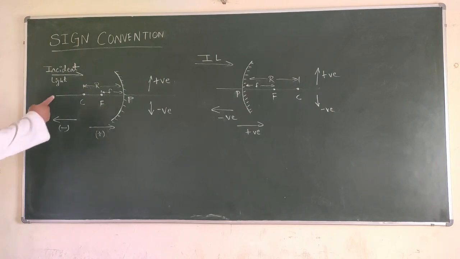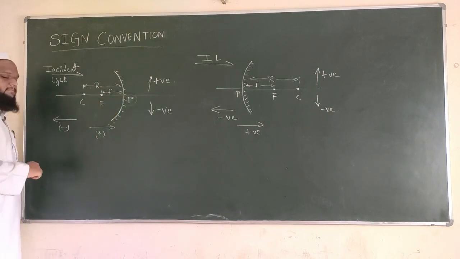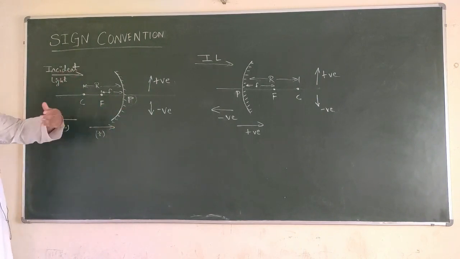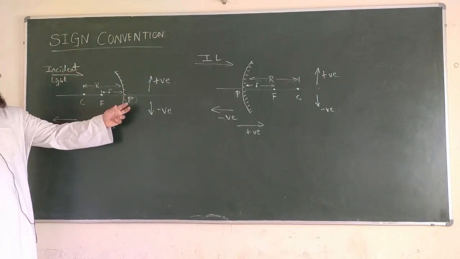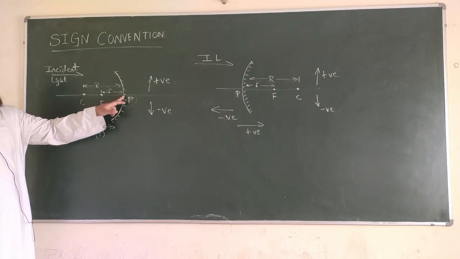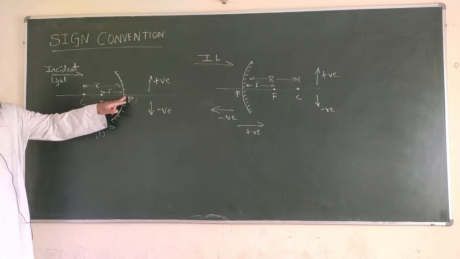The first point under sign convention is about the pole. I'll be giving you those points. You can look at the video itself, or I'll share the notes with you. The first point is that all the measurements, meaning all the distances for a mirror, are measured from the pole.